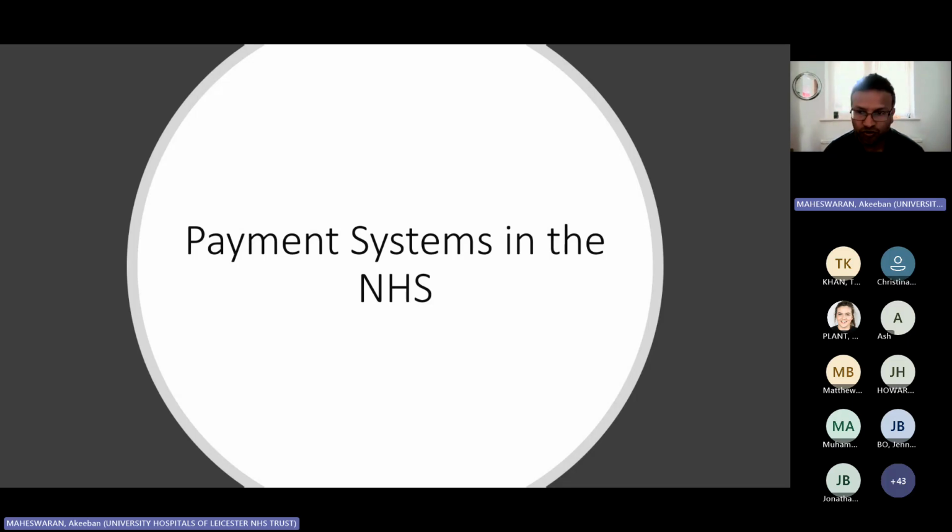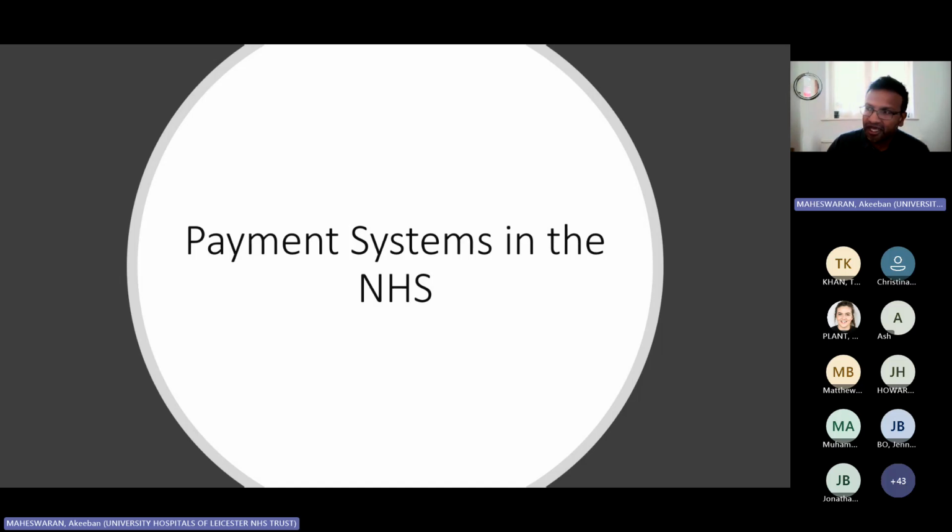Right, any questions before we go on to payment systems of the NHS? As I said, feel free to put them in the chat as and when you think of them. So we talked about the national structure, so how the budgets get determined in the NHS. But how do our individual organisations get paid?